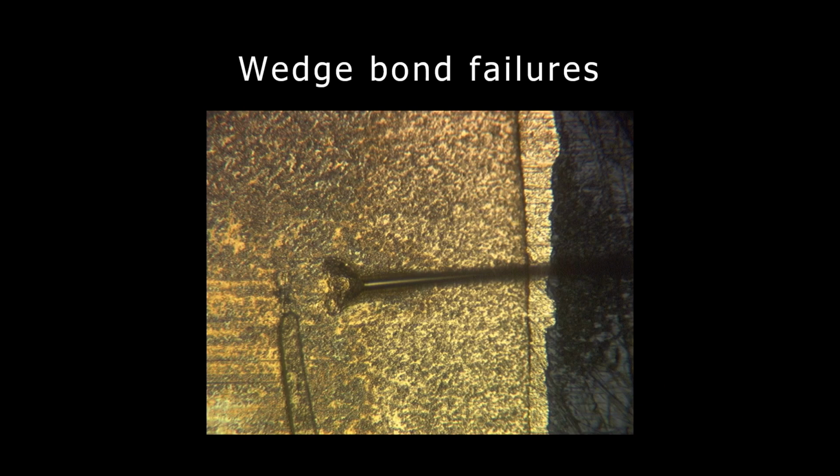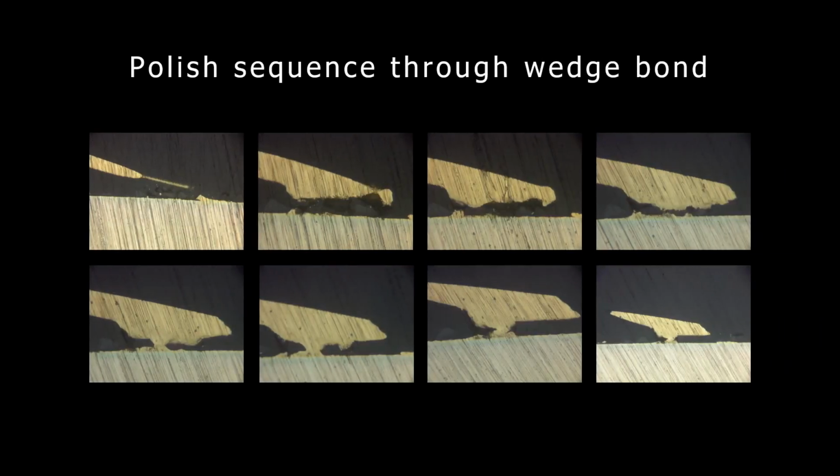Wedge bond failures are sometimes difficult to see when looking from on top, as this image shows. This wedge bond failure actually occurred under the wedge bond. The next slide will show it in cross-section. These cross-section photos were taken of the wedge bond failure throughout a polishing sequence. Now we are able to see where the wire bond has lifted and is making intermittent contact in only a few places.